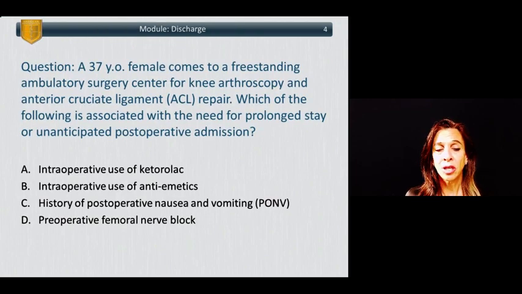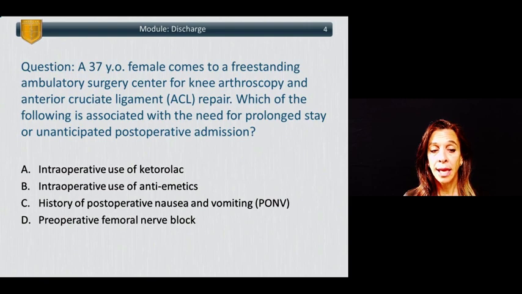So start with a question. A 37-year-old female comes to a freestanding ambulatory surgery center for a knee arthroscopy and anterior cruciate ligament repair. Which of the following is associated with the need for prolonged stay or unanticipated postoperative admission? A, the intraoperative use of ketorolac. B, the intraoperative use of antiemetics. C, a history of postoperative nausea and vomiting. Or D, a preoperative femoral nerve block.